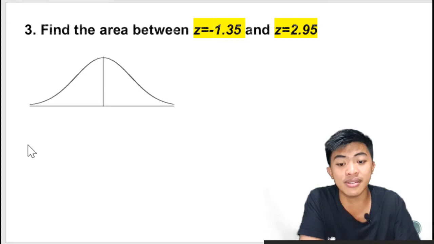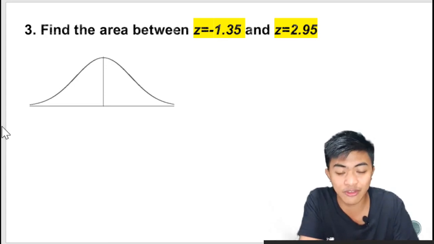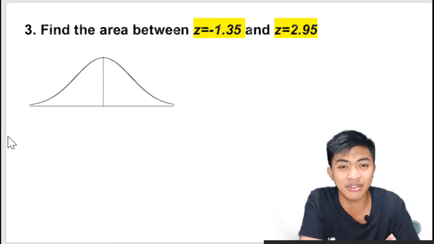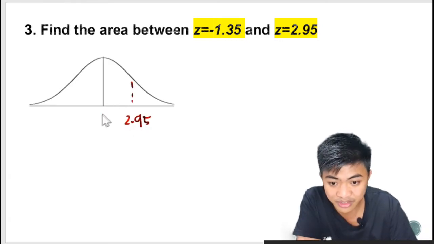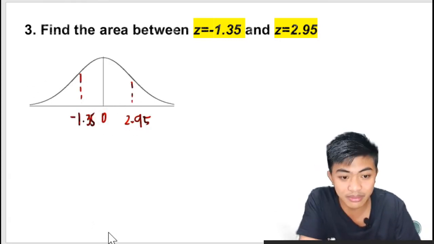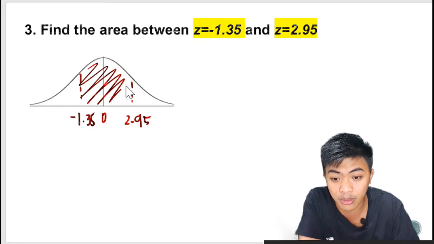Find the area between z equal to negative 1.35 and z equal to 2.95. First step, draw the normal curve and plot the z-scores. 0, and negative 1.35. Okay, so kukunin daw natin yung area in between them. So that will be this whole part here.